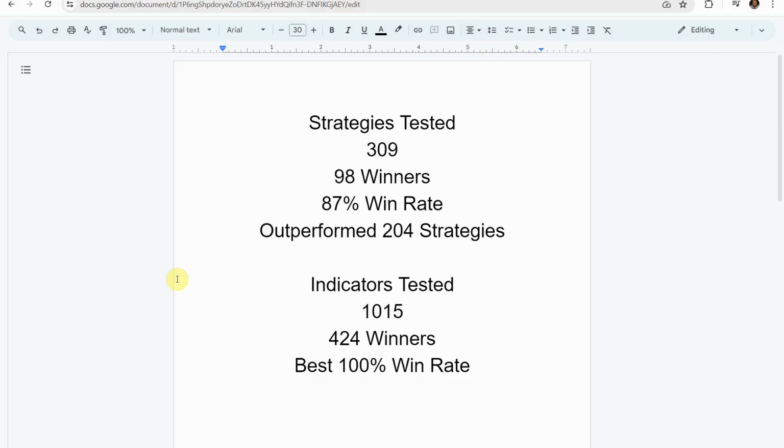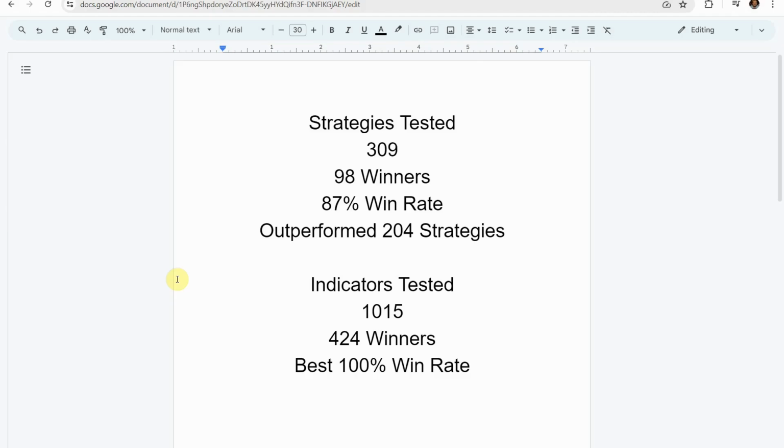Alright, as I said, today we will be testing a Forex scalping strategy. Before we do though, I wanted to put the testing scoreboard up for everyone to see. To date, we have tested a total of 309 different strategies with 98 of them being winners. The best one so far was able to achieve an 87% win rate. That was achieved using the Academy of Forex indicator.